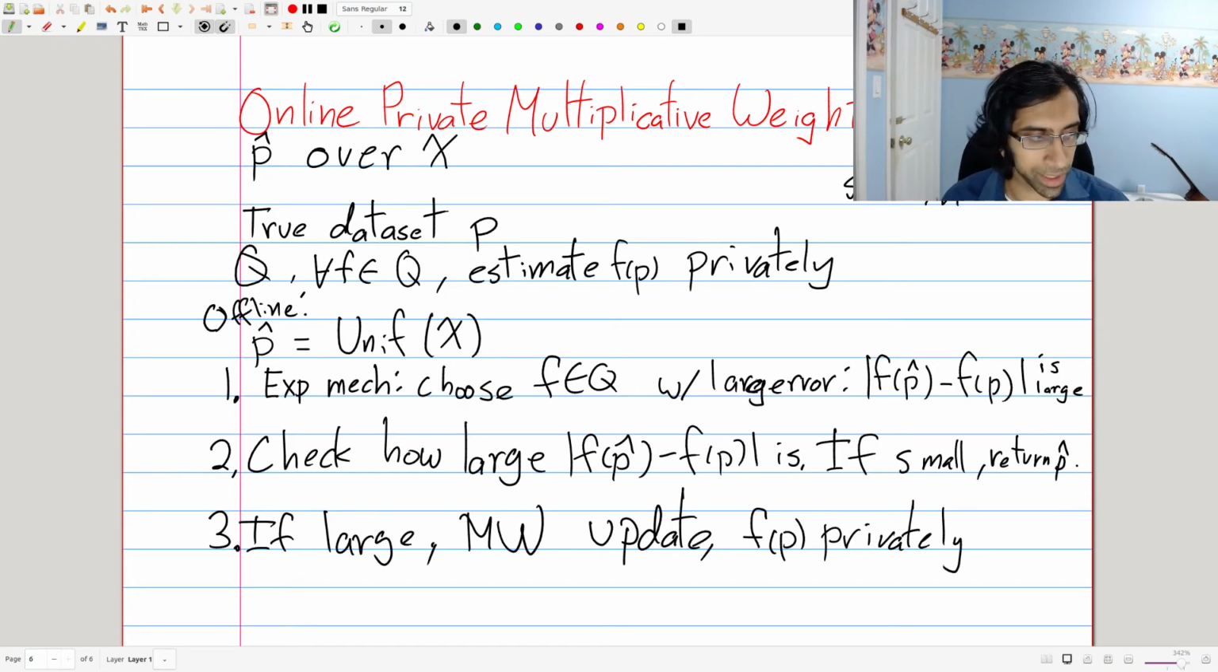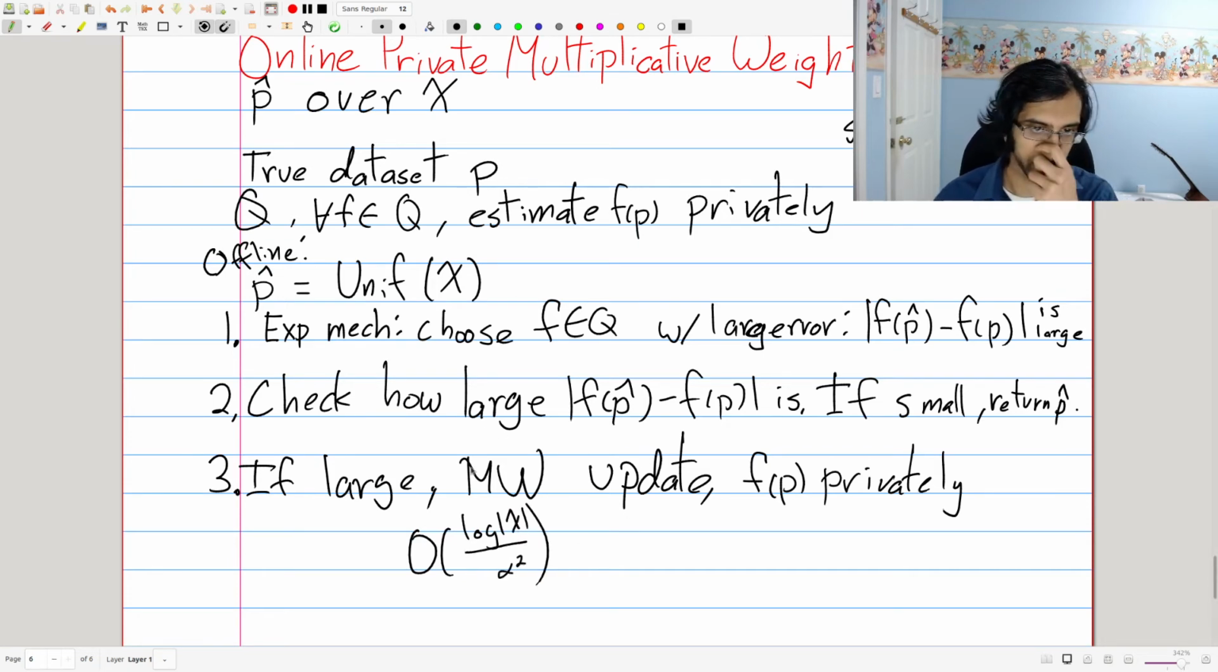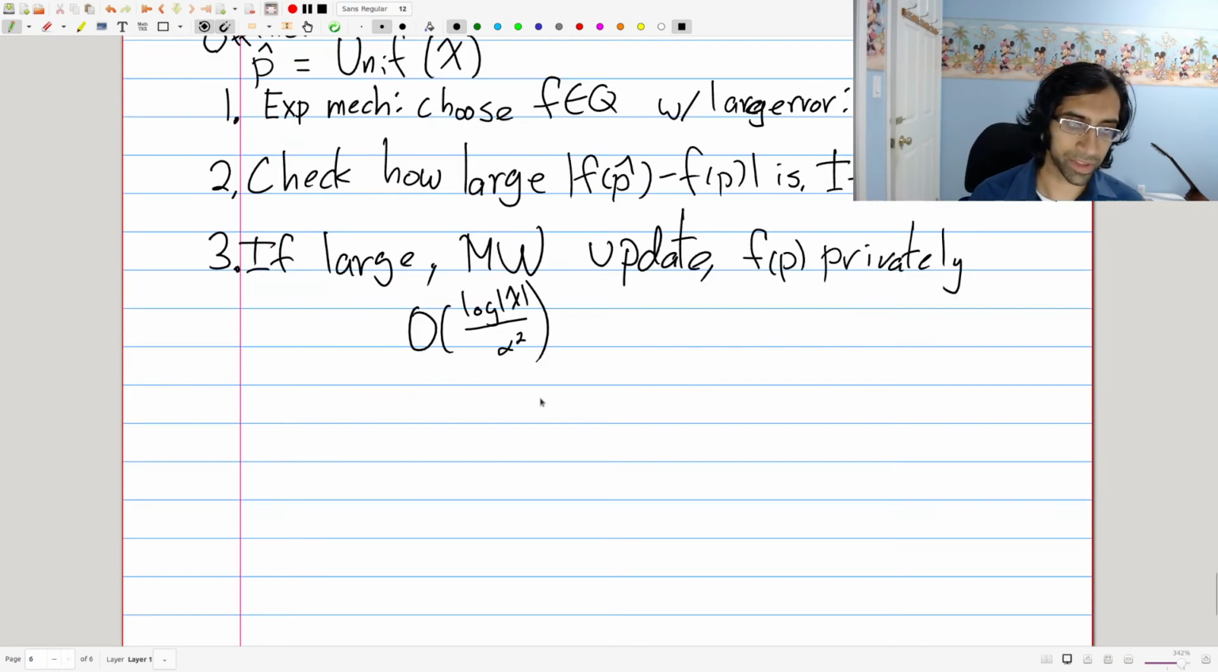The thing to note from the last lecture is that we could bound the total number of iterations using these regret bounds as O of log of the domain size divided by alpha squared. So it wouldn't take too many iterations. What we're going to do is integrate this with our SparseVector technique. The setting now is as follows. We're given k queries, f1 through fk, in an online setting, and they're from some set Q.